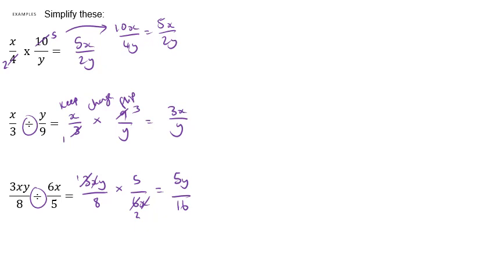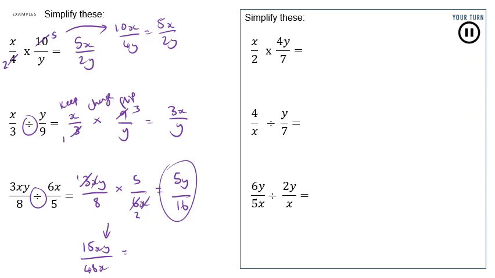If you find the cross cancelling confusing, don't worry. It is fine just to multiply these out. So we would have had 15xy over 48x, and then we can look to simplify that. But doing it this way just does save a bit of hassle sometimes. Pause your video, have a practice with these.